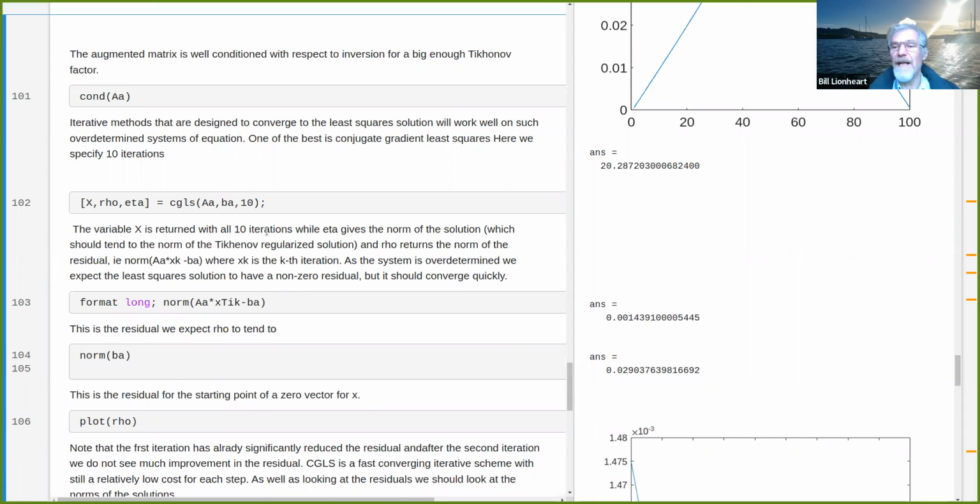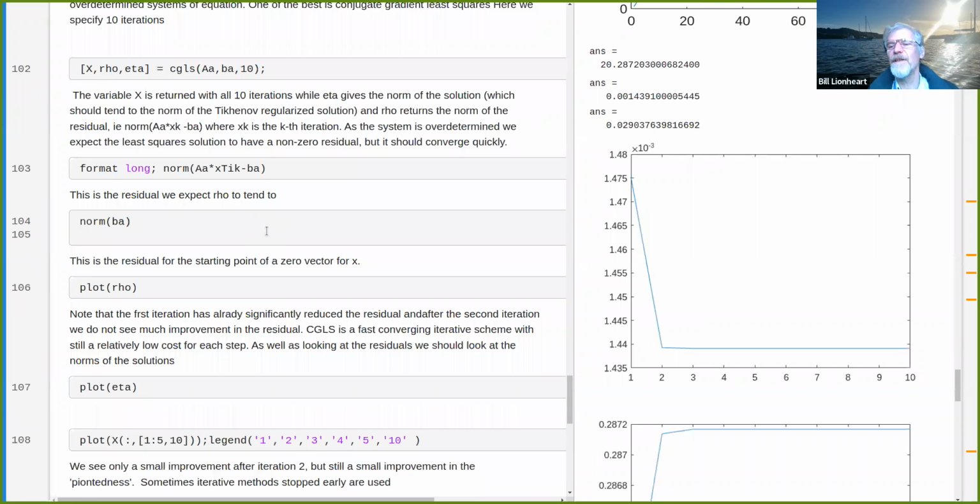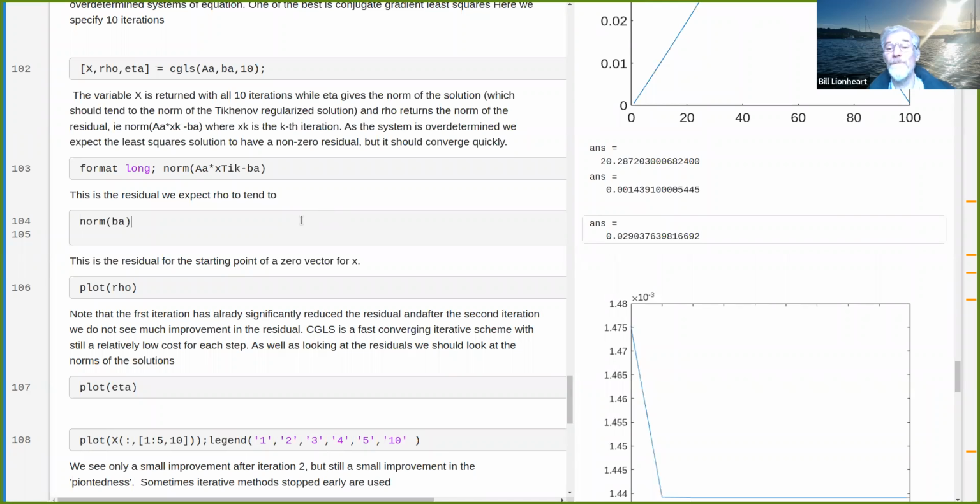The rho and eta it spits out are the lists of the residuals, so the norm of Ax minus b for the current iteration x, and the norm of the solution, which, if it's converging to a solution, the norm should also converge. I mean, of course, the norm converging doesn't mean the x has converged. It could be sort of going around in a giant n-dimensional sphere. Okay, anyway, we see that the residual drops dramatically on the first iteration. Right? So actually that's iteration 1 and that's iteration 2. So it's probably best just to check the norm of B, A, where have I got it? Let me just do.